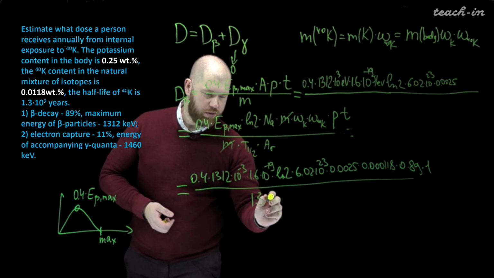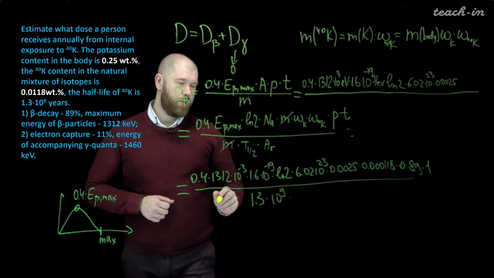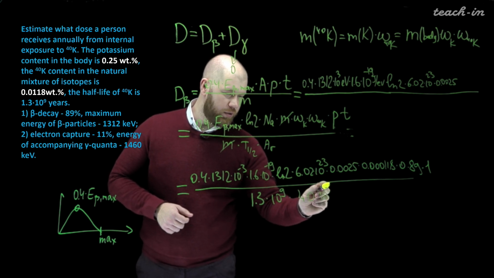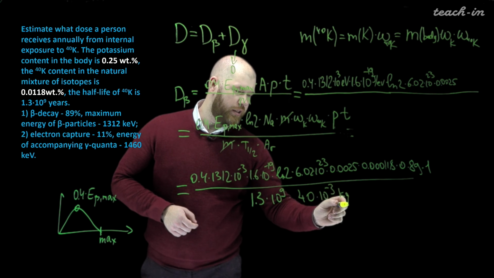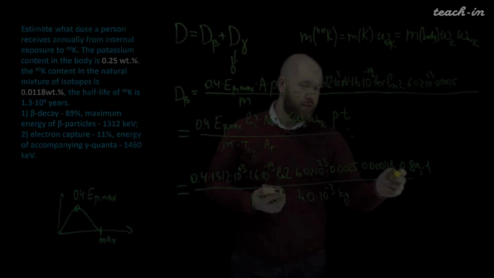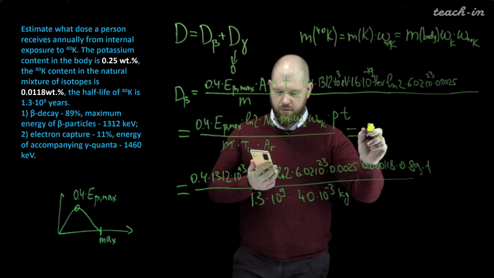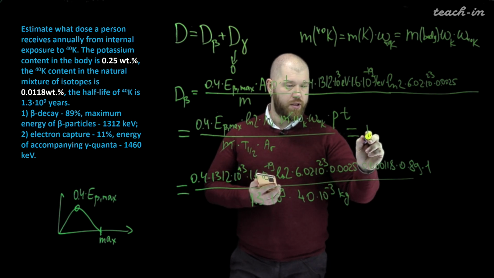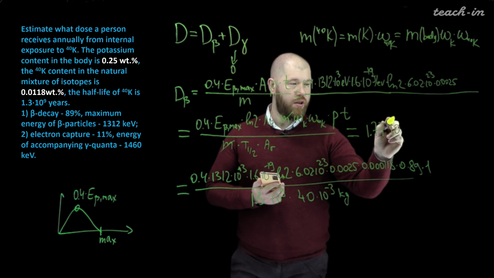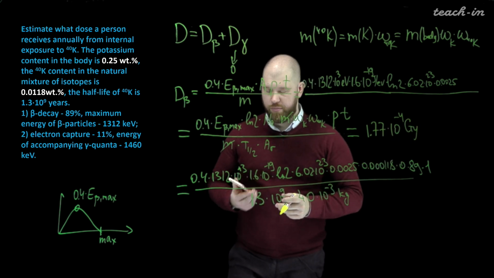So here it will be half-life, and the atomic mass we should take as 40, but in kilograms, not grams, because again absorbed dose is joule per kilogram. So the final number will be 1.77 times 10 to the minus 4 gray, if it is absorbed dose.